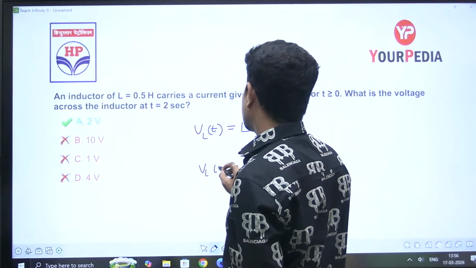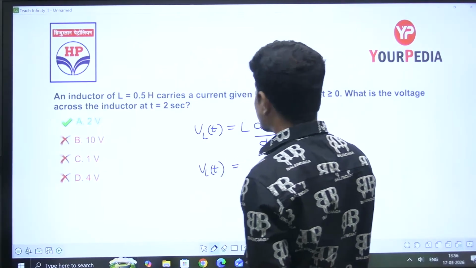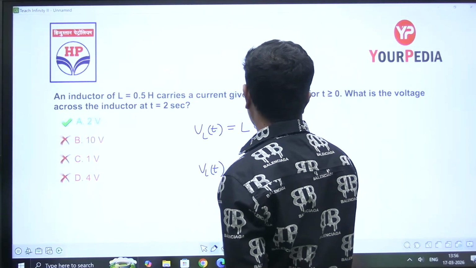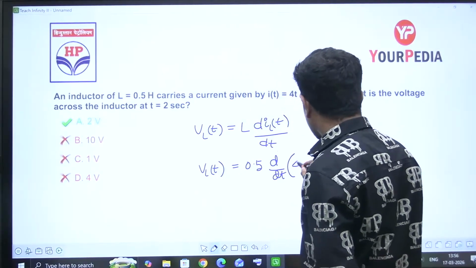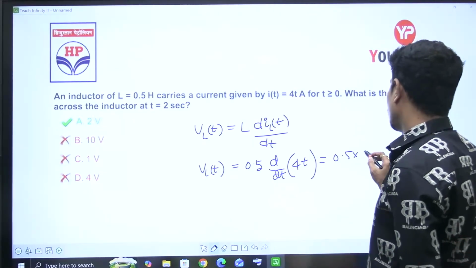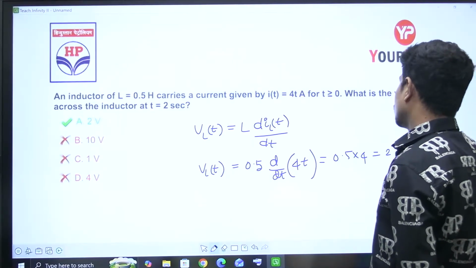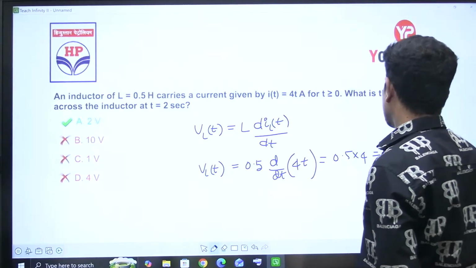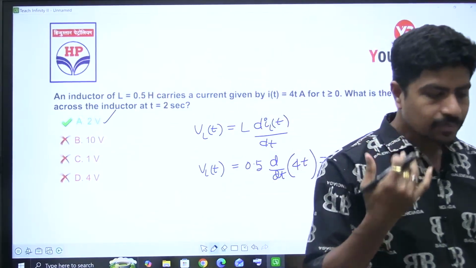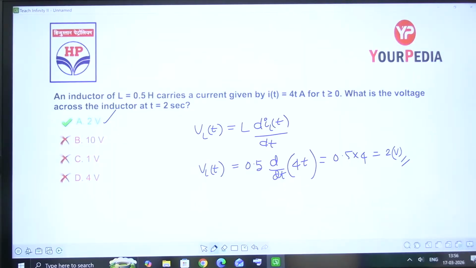So VL of t is equal to L. How much is inductance? 0.5 d by dt of 4t, that is equal to 0.5 into 4, that is equal to 2 volts. Answer is 2 volts. That is option A. Right? Pretty simple. Yes or not?